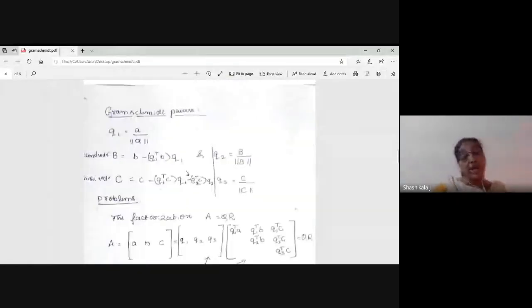Next is very, very important, and you can expect this question in the main exam also: the Gram-Schmidt process. The Gram-Schmidt process is converting all the columns of the matrix into orthonormal columns or orthogonal columns. Orthogonal columns means each column is perpendicular to the others, column 1 is perpendicular to column 2, and similarly. And orthonormal means they are unit vectors.